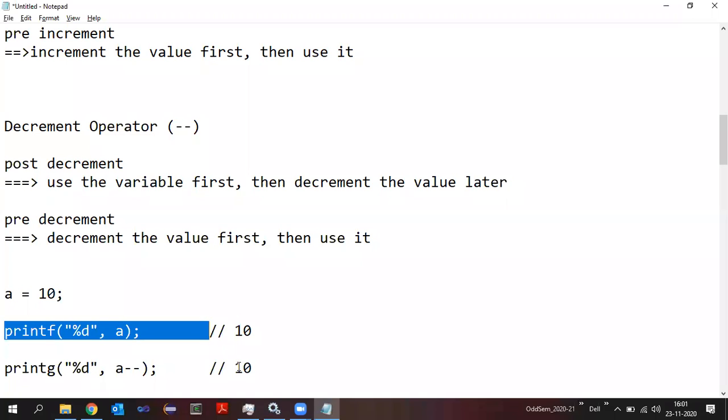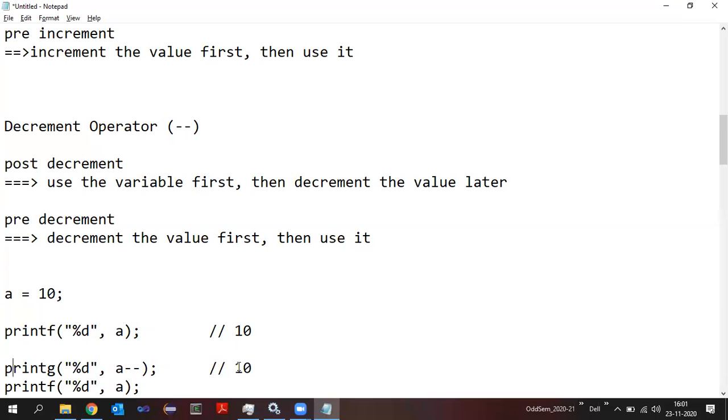Suppose next time this variable is used in a printf to print, during that time it will become how much? 9. It will become 9, because in the previous statement it was a minus minus, meaning it was supposed to decrement next time. So next time whenever it is used, it is 9.